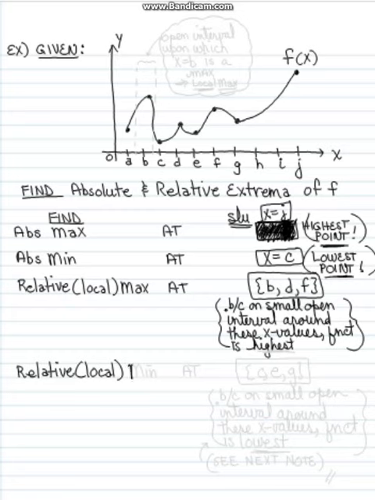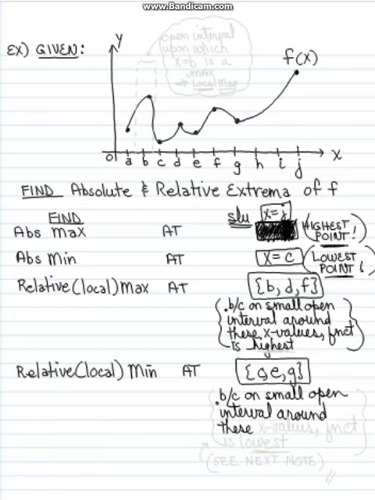Now the relative or local minimum occurs, several of them, at x equals c, e, and g. And you can see that in the graph because you can imagine a small open interval of x values around each of these, x equals c, x equals e, and x equals g, where the graph is at its lowest point. Now, this is explained more deeply in the next note that you're going to look at.